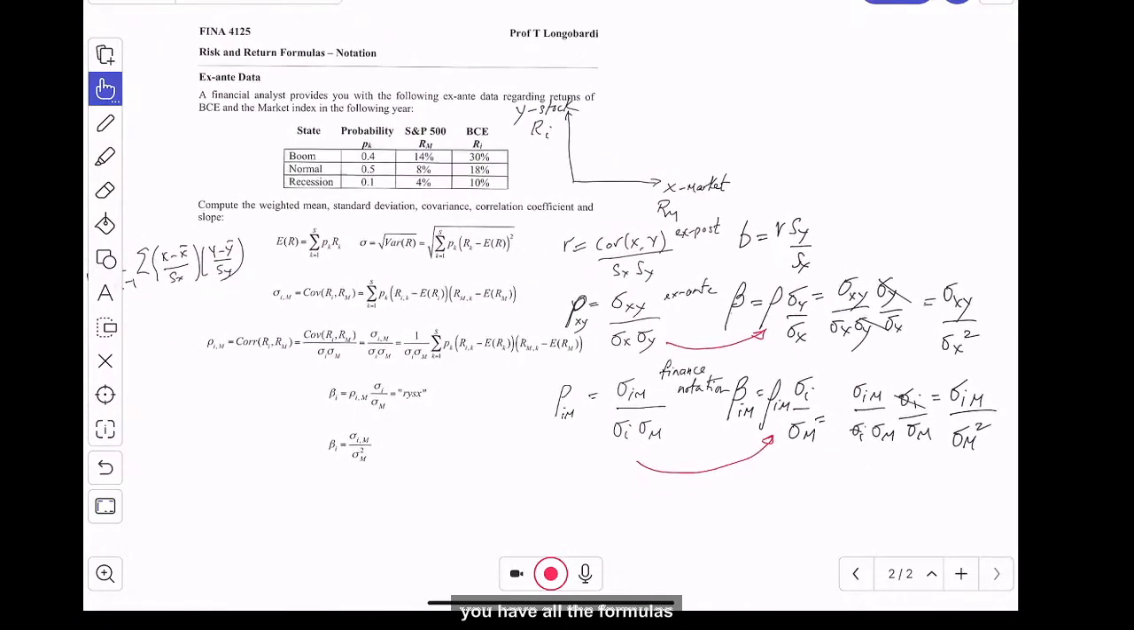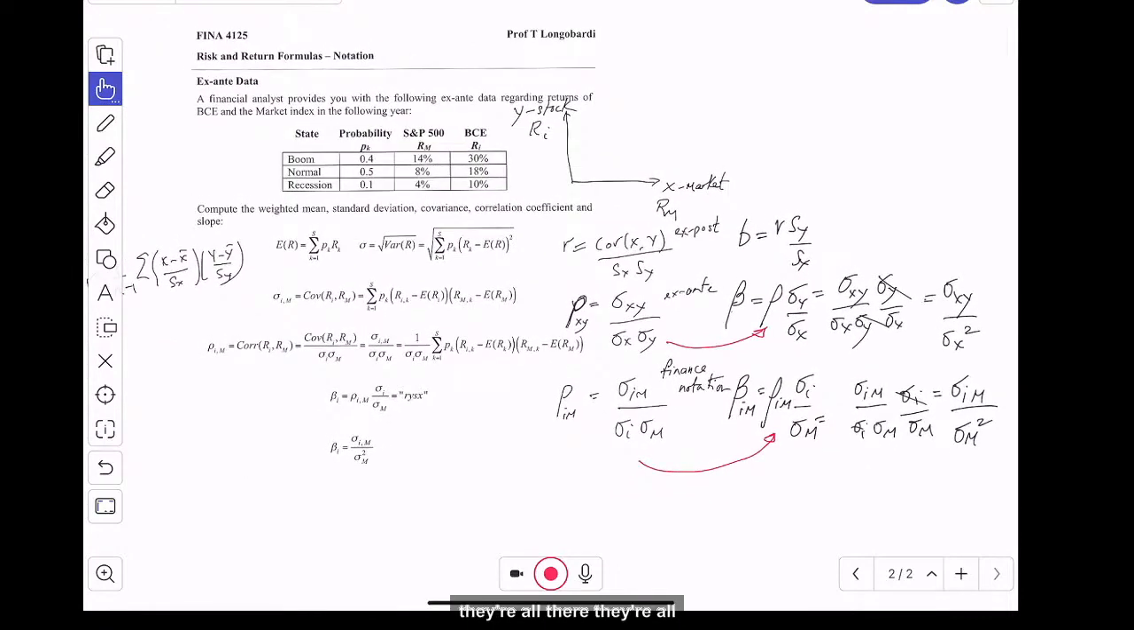So you have all the formulas, they're all there, they're all analogous to one another. So I'm just repeating the same thing with a different data set, different type of data set.